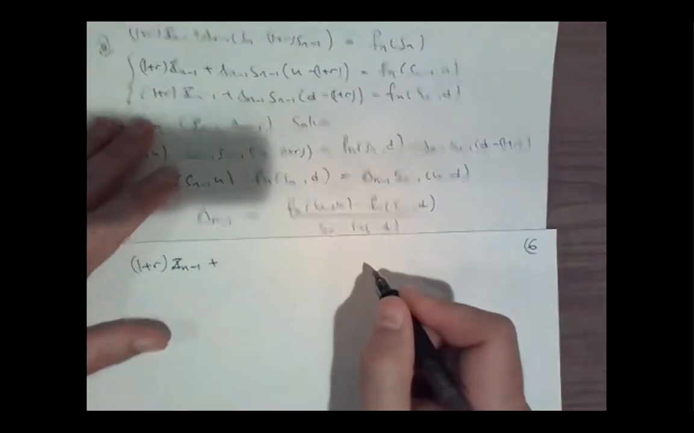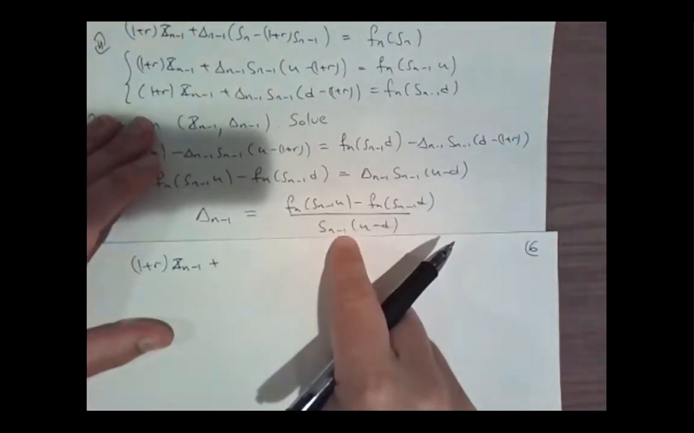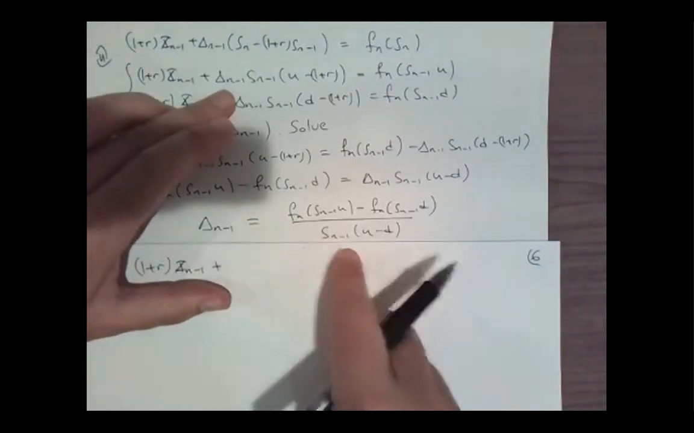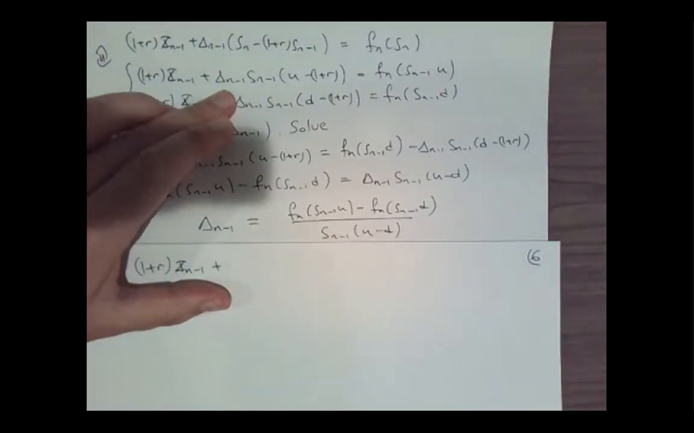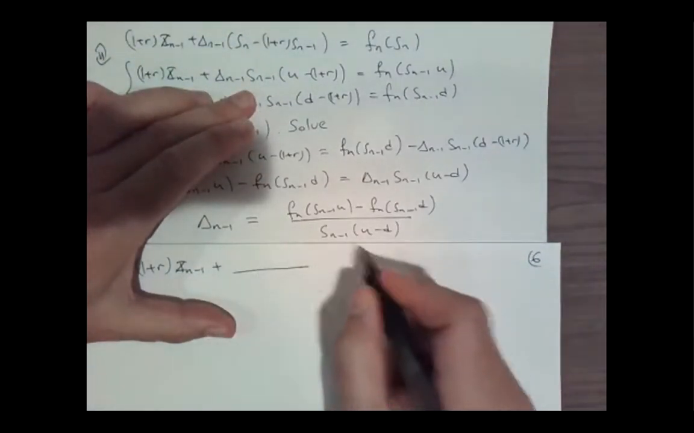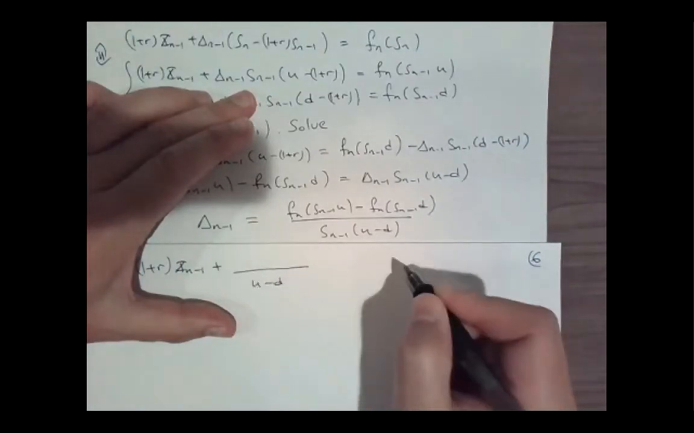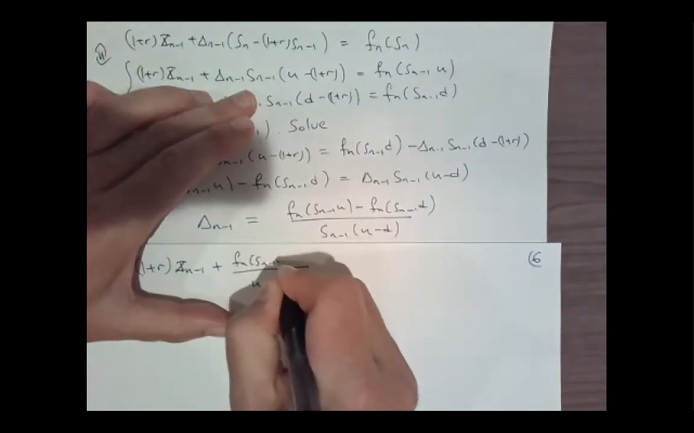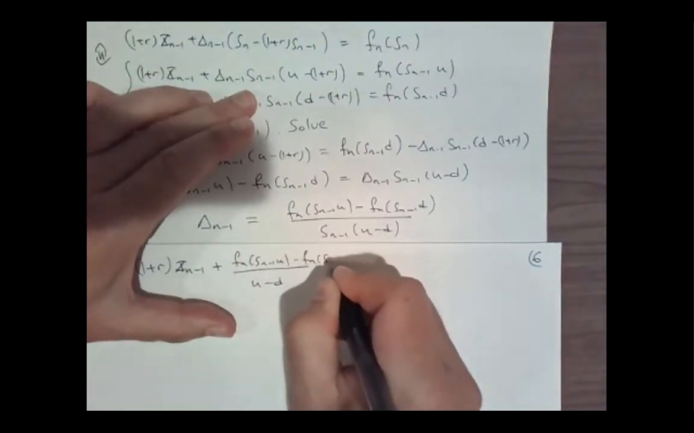So we have 1 plus r, plus, and then what do we have here? We have my delta_{n-1}, this is this guy, times S_{n-1}. So it's a mess, but let's see if we can get it to work. Downstairs, I'll have u minus d. Upstairs, I'll have this difference, f_n(S_{n-1} u) minus f_n(S_{n-1} d). Okay.